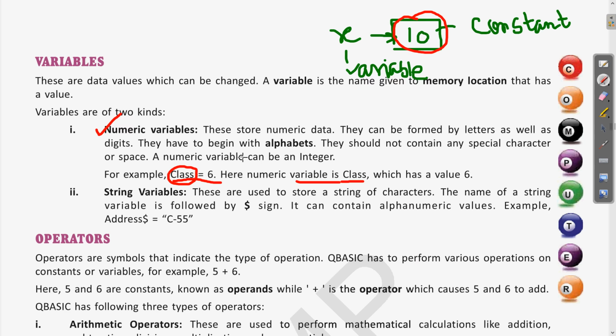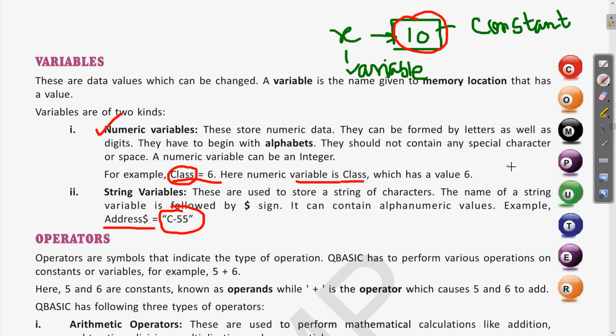Then next is the string variable. So what is a string variable? A string variable is used to store a string of characters, clear. It is written with a dollar symbol: whatever the name of the variable, you use a dollar sign to write the name of the string variable. And as this string variable saves the string constant, the string constant is always written in double quotes, which we have just seen.